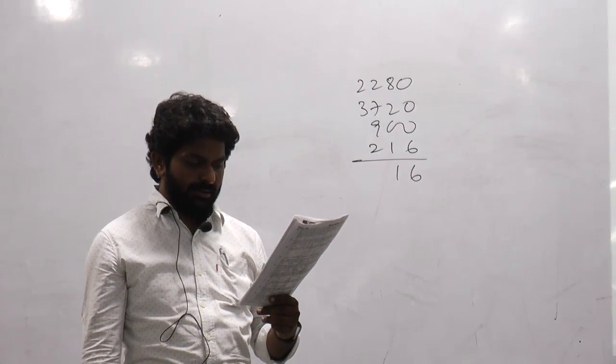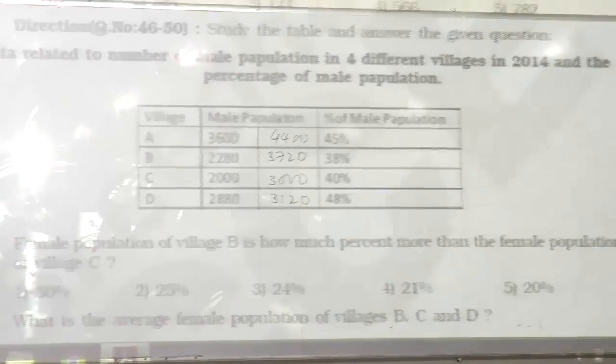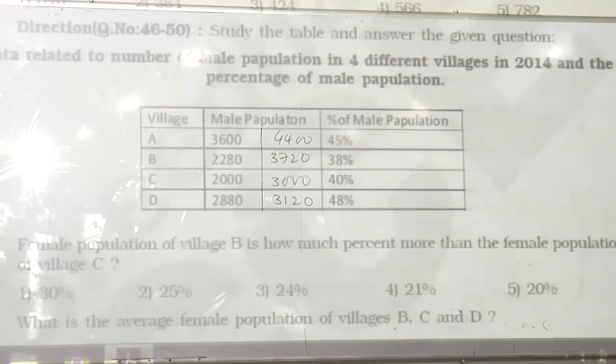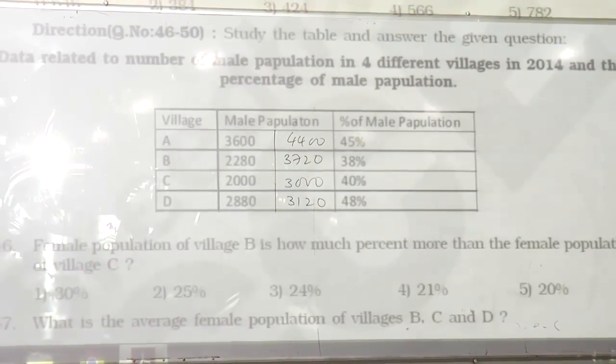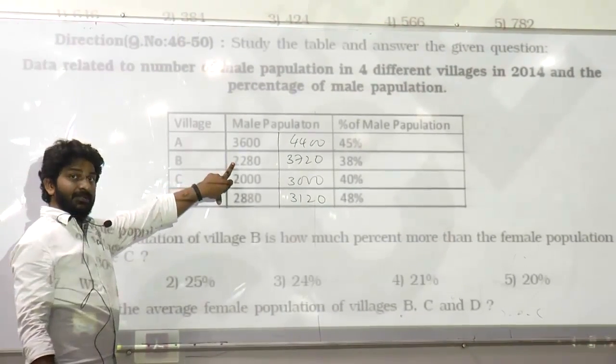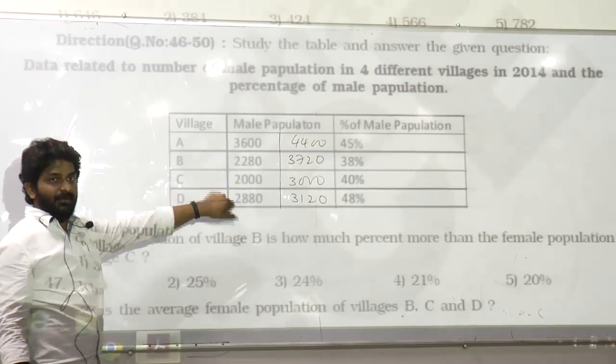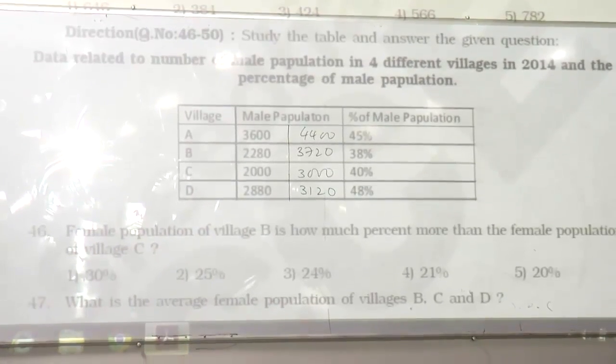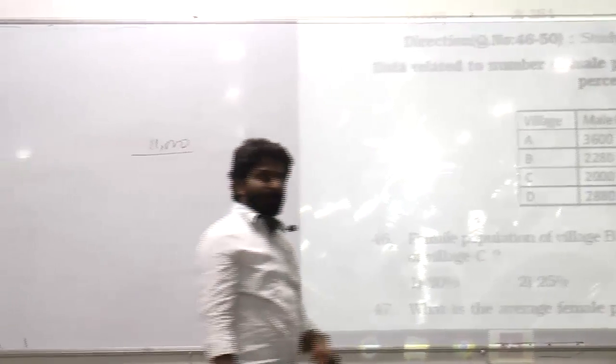Next, the total population of villages B and C together is what percent of the total population of 4 villages together? Total population of B and C together. B is how much? 6,000. C is 5,000. Total 11,000. Is what percent of total population?